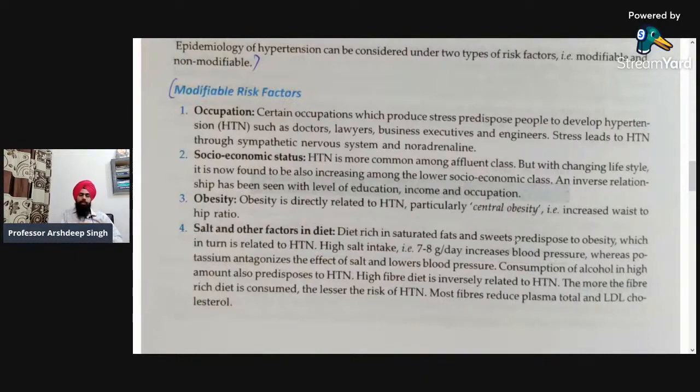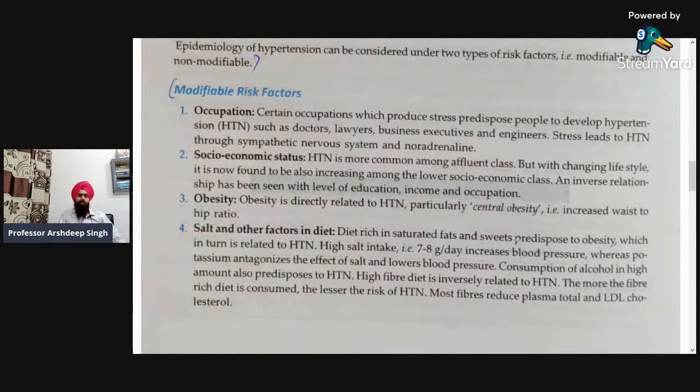These include, first, occupation. Sometimes we are working in an occupation, institute or organization which has stressful conditions, or the lifestyle due to that occupation is not run in a proper manner. So there is disruption of the lifestyle, like sleep is not proper, diet is not proper. That leads to the sedentary lifestyle, and that leads to the risk for hypertension. But we can modify this factor and prevent the cases of hypertension.